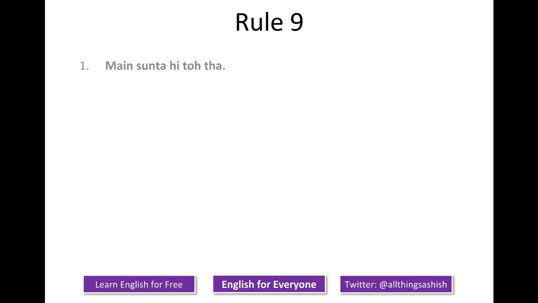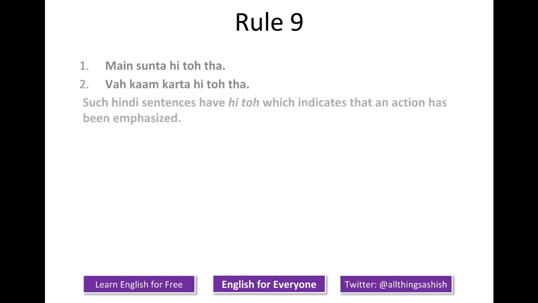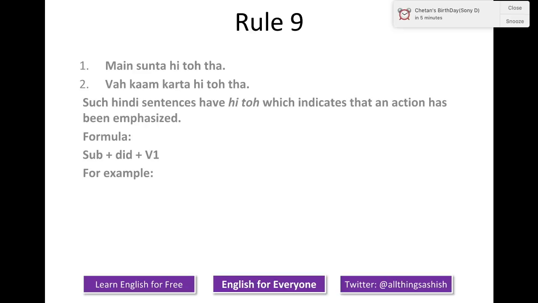Let's look at rule number 9. मैं सुनता ही तो था, वह काम करता ही तो था. Such Hindi sentences have ही तो, which indicates that an action has been emphasized. Formula for translating such sentences would be subject plus did plus the first form of the verb. For example, I did listen. He did work.